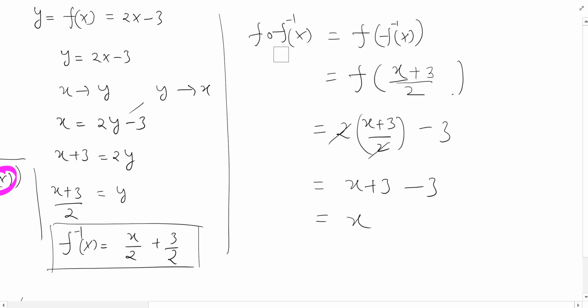So if you have a function, you do f of it with its inverse, it's going to give you just x, because f inverse is a kind of undoing the f. Whatever f is doing, f inverse is doing the opposite to it.